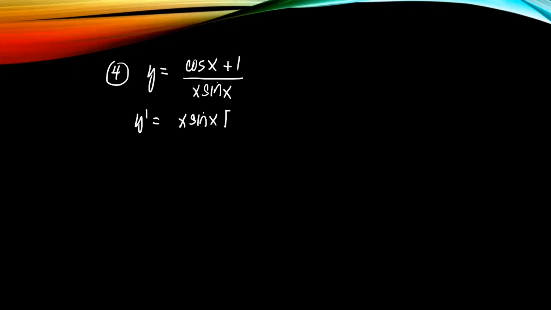Number 4. It's quite tricky. Cosine x plus 1 over x sine of x. So, low d high, di ba? Low d high is negative sine x minus high d low. Yun yung problem.